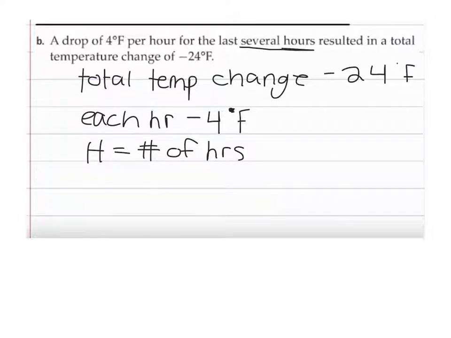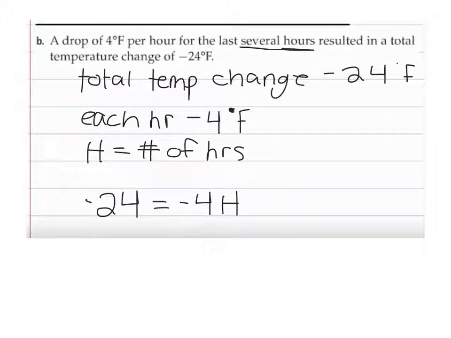So let's look. I'm trying to find how many hours it took for it to drop 24 degrees if it dropped 4 degrees every hour. So my total temperature change was negative 24, and each hour it dropped 4 degrees. In order to find how many hours it took, it's a multiplication problem. So negative 24, each hour it dropped 4 degrees. So I'm going to show that by 4H.